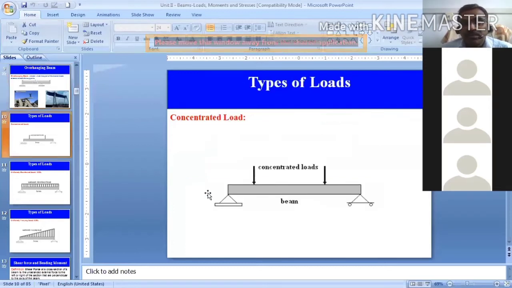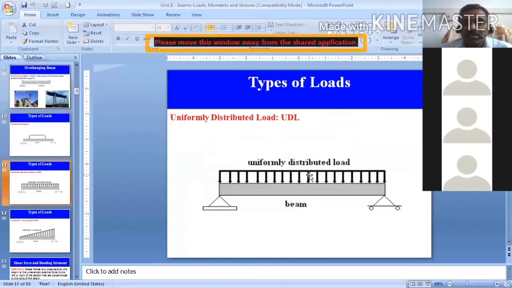Now types of load. This is point load. When the load is concentrated at one single point, that is known as point load. Now you can see this is uniformly distributed load. Load is distributed across the length, but it is uniform. So we can say the load due to the beam's own weight is a uniformly distributed load.